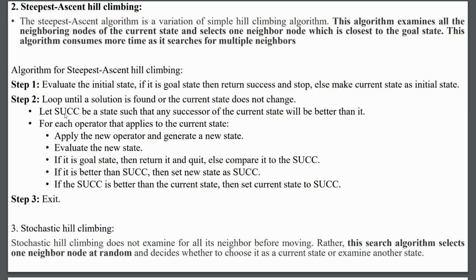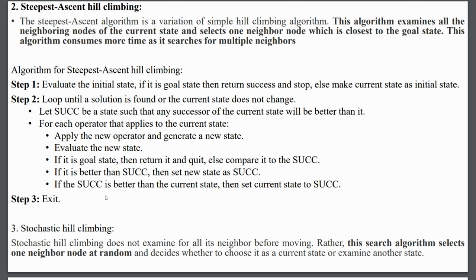Let SUCC be a state such that any successor of the current state will be better than it. For each operator that applies to the current state, apply the operator and generate a new state. Evaluate the new state. If it's a goal state, then return it and quit. Else, compare it to SUCC. If it's better than SUCC, then set the new state as SUCC. If SUCC is better than the current state, then set the current state to SUCC. And then once the solution is found, we can exit.